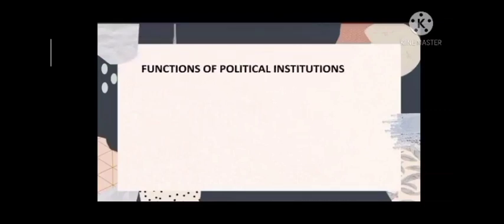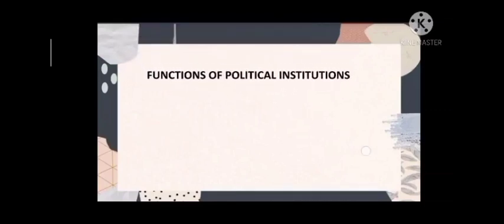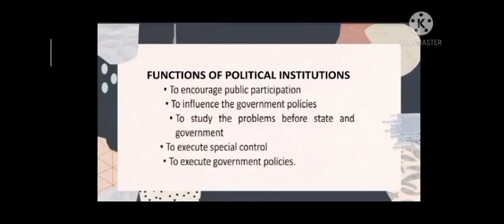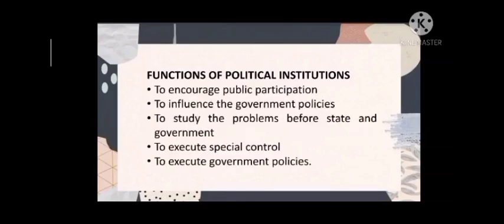Functions of political institutions. First is to encourage public participation. Second, to influence government policies. Third, to study the problems before the state and government. Fourth, to exercise social control. Fifth, to execute government policies.